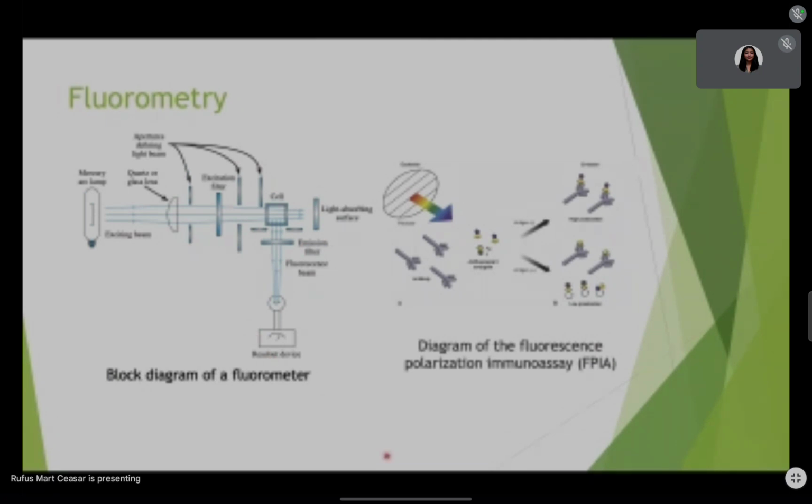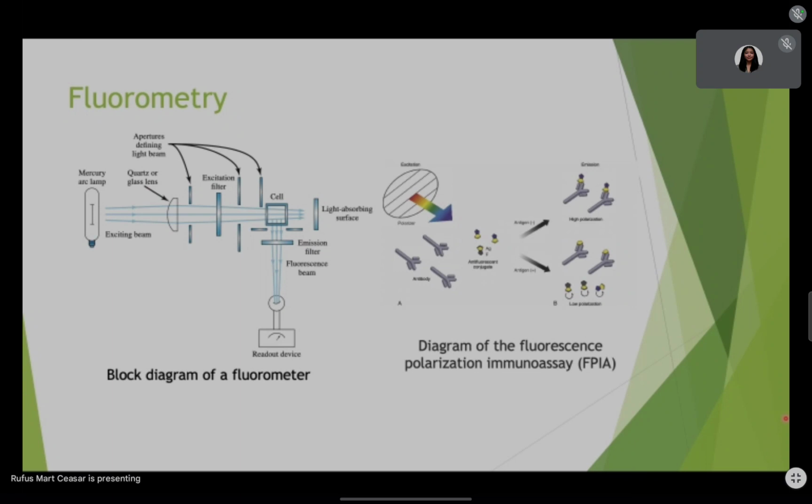Usually, ang ginagamit sa fluorometry ay photomultipliers sa mga spectrofluorometers. Pero minsan meron ding photodiode arrays. So, an application of fluorometry is the FPIA or the fluorescence polarization immunoassay. Matutunan natin yan sa immunoassays.